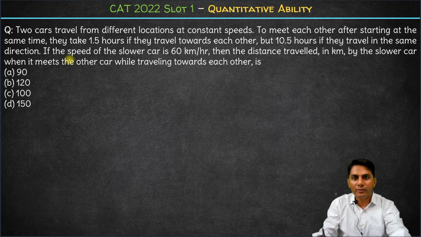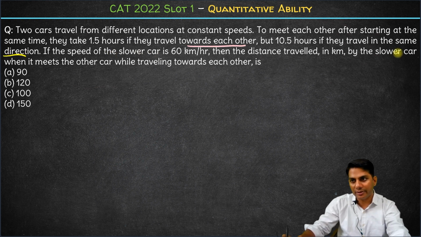Hi, here we have two cars that travel from different locations at constant speeds. To meet each other after starting at the same time, they take 1.5 hours if they travel towards each other, but it takes them 10.5 hours if they travel in the same direction.